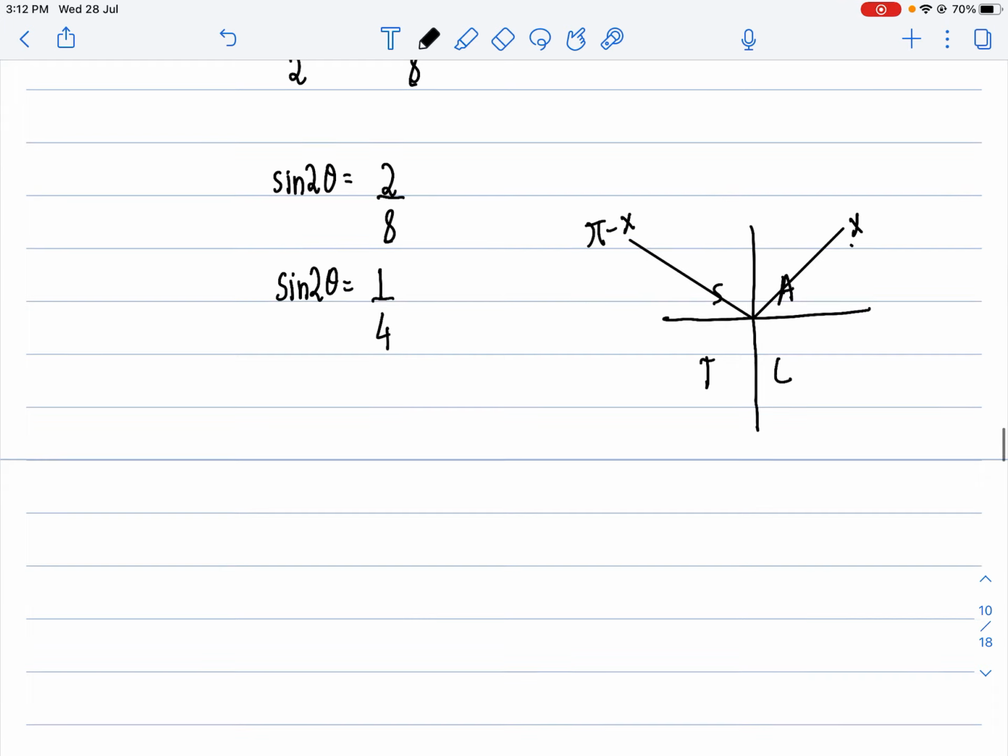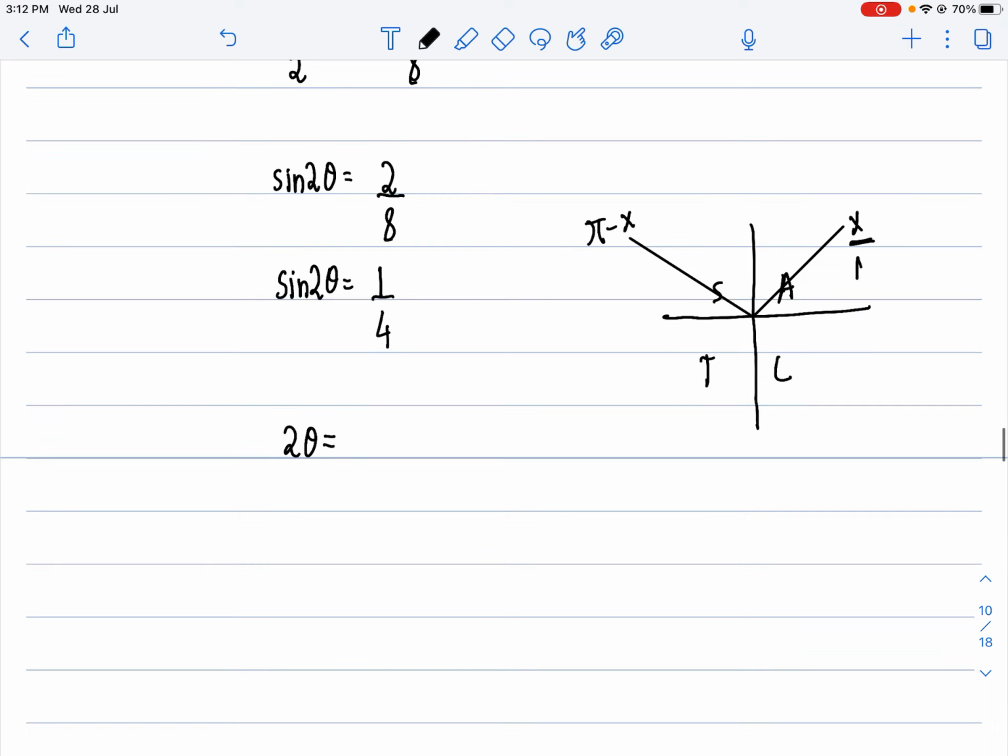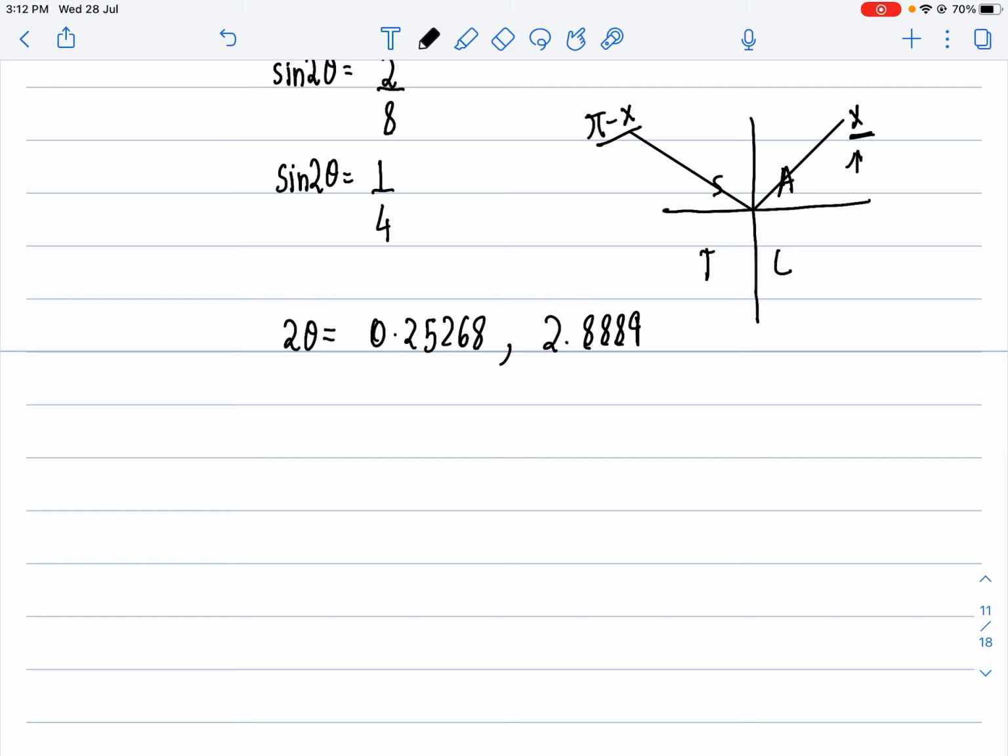So first, how do I calculate x? We do 2 theta, which is equal to, make sure you're in the radian mode. First do the sine inverse of 1 over 4. When you do that, you get basically your x, which is in the first quadrant, as 0.25268, comma, now because even the second quadrant is involved, you do pi minus 0.25268, which gives you 2.8889.